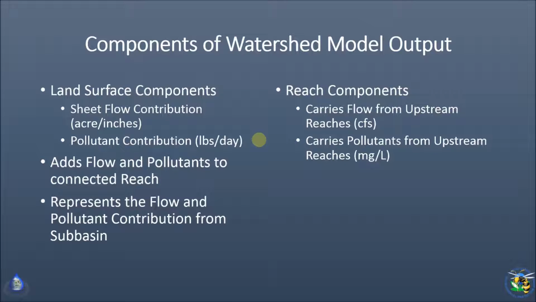The next component are reach components, which for all intents and purposes for us is the riverine network. The reach carries flow from upstream reaches in cubic feet per second and carries pollutants from the upstream reaches in milligrams per liter. So basically, if you have a reach all the way up the top, that's what's coming in from the sheet flow. But as you go down your model network, the reach network actually carries the pollutants from the upstream reaches as well. So we have to be very, very careful when we do the linkage.